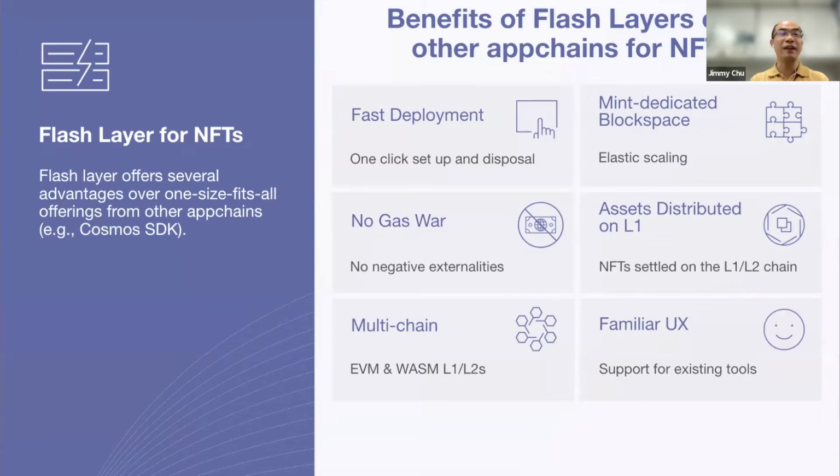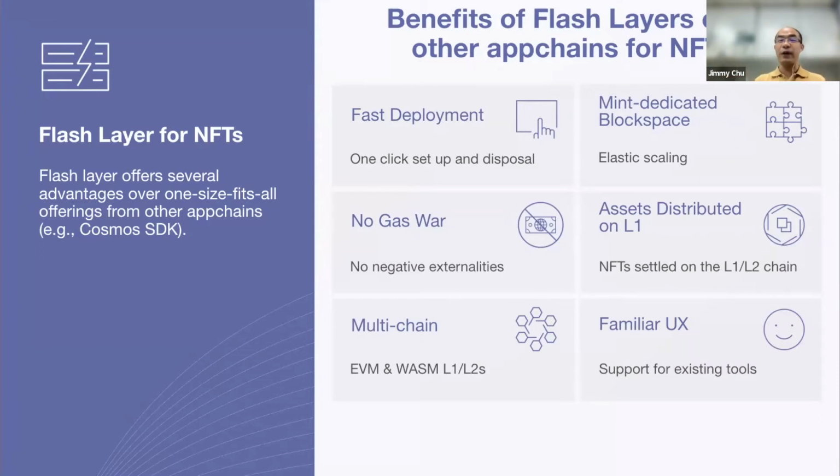So this is why you would use flash layers for NFTs. Again, you see that there's fast deployment. There's no gas war, meaning that other people's transactions will not affect the transaction fee for your dApp interactions. It supports different kinds of chains. And then you could have dedicated block space. And the assets could be distributed on L1 or L2, but eventually you could always roll up the state to L1.